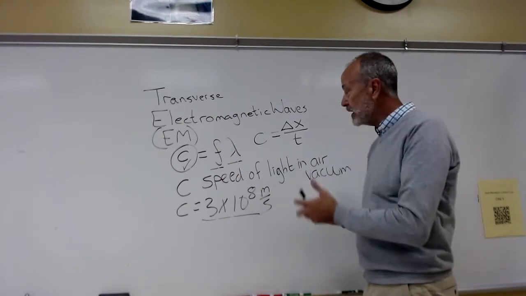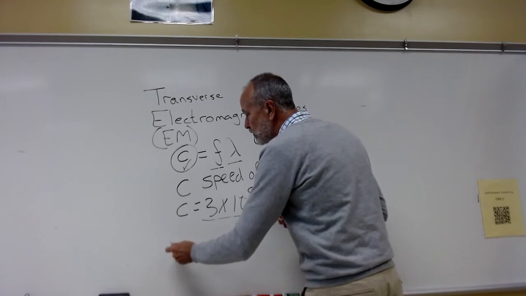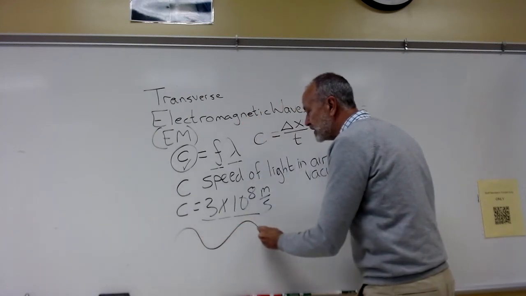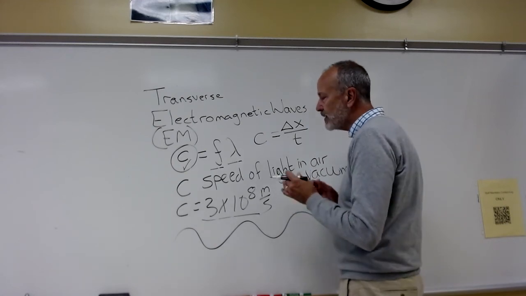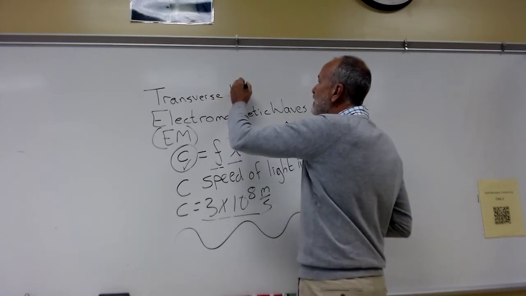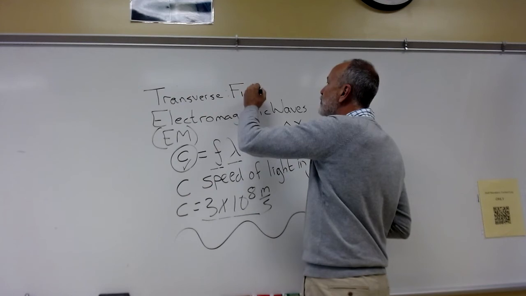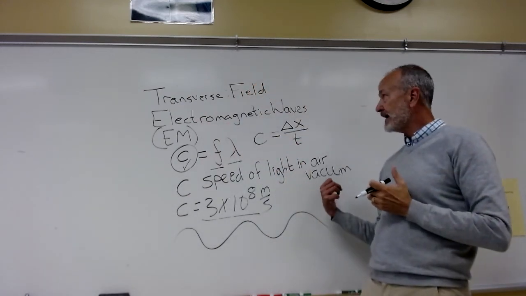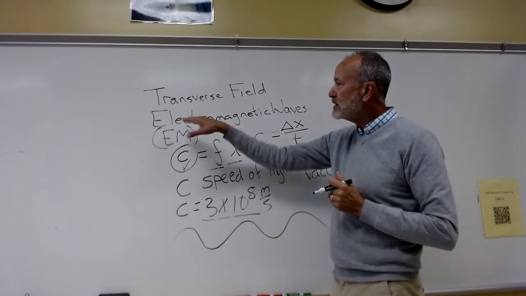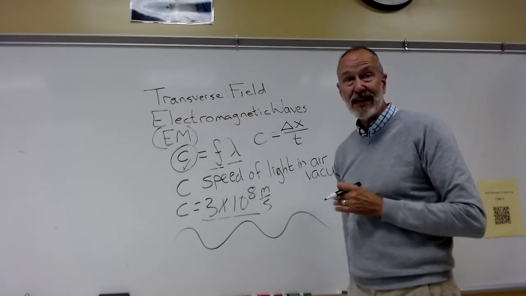Now, what do we mean by transverse? I mean, in one dimension, we could draw it like this, but the one distinction about this is it's not a particle wave, it's a field wave. It does not require a medium. Light can go through a vacuum. It's a field wave. And when we say electromagnetic, it's actually really complicated.